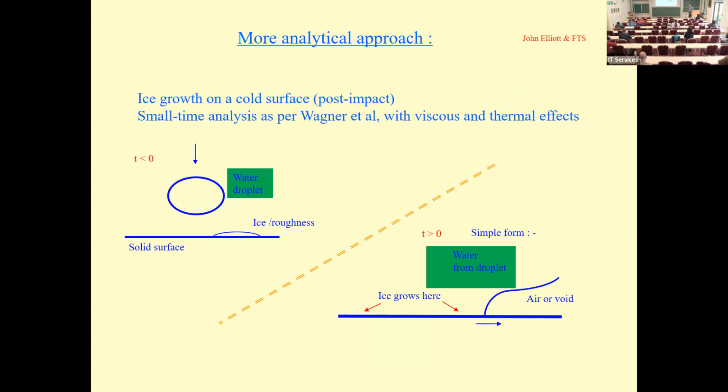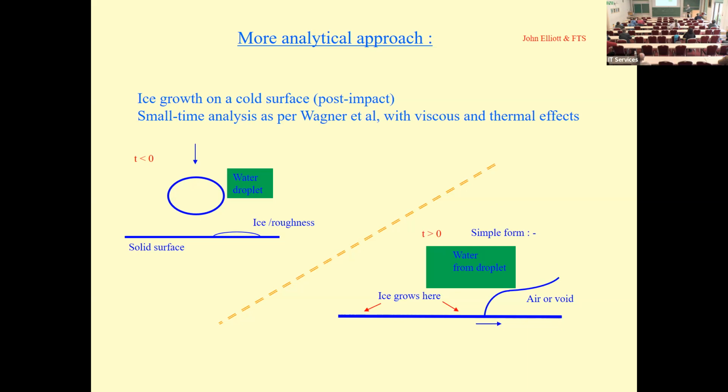After that, or guided by that, came on to a more analytical approach. This is some work with John Elliott. Again, ice growth on a cold surface. The work is based on small time analysis like Wagner and others, but including the viscous and thermal effects very close to the solid surface. So for time less than naught, the droplet's coming down with a unit speed, say. This is all mostly inviscid, and onto a solid surface. But on that surface, we assume there's an ice lump already formed from previous impacts. So we're trying here to understand what happens to a single droplet as it impacts and tries to negotiate, or whatever it wants to do, over that ice roughness.